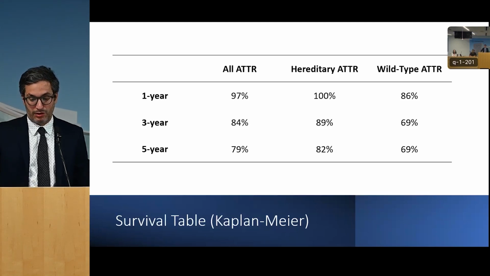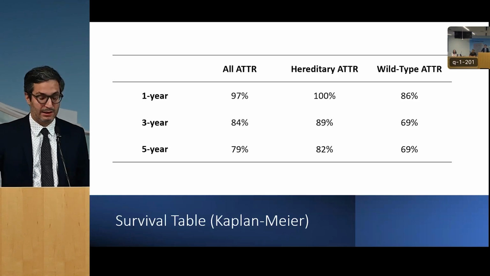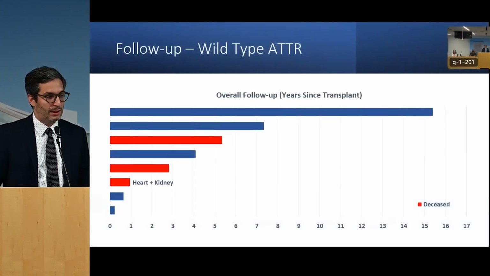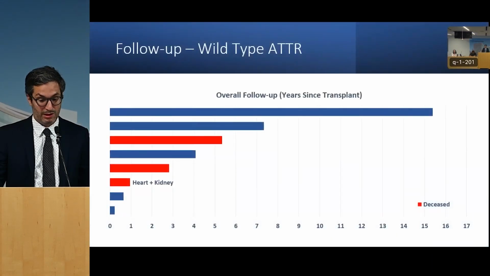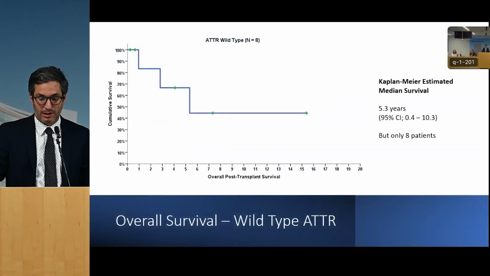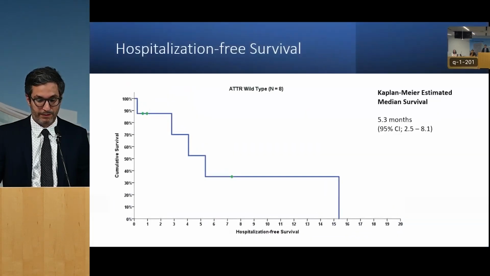In our patients, actually, the wild type was the one that drove the survival a little bit lower. It was 69%. And these are the patients with wild type, the red patients that have disease. As you see, the one on the top, the patient has been alive for more than 15 years. And then this is just in a curve, the survival. Median is about 5 years.